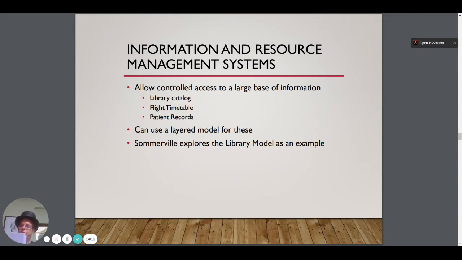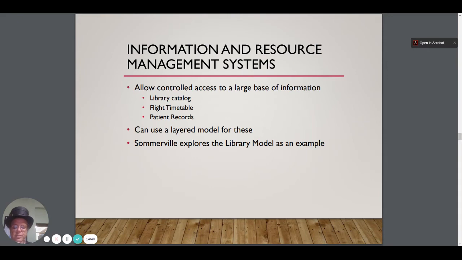So information and resource management systems allow controlled access to a large base of information. Examples include a library catalog, flight timetable, or patient records. You can use a layered model for these. Somerville explores the library model as an example. And all systems that involve interaction with a shared database can be considered transaction-based information systems.